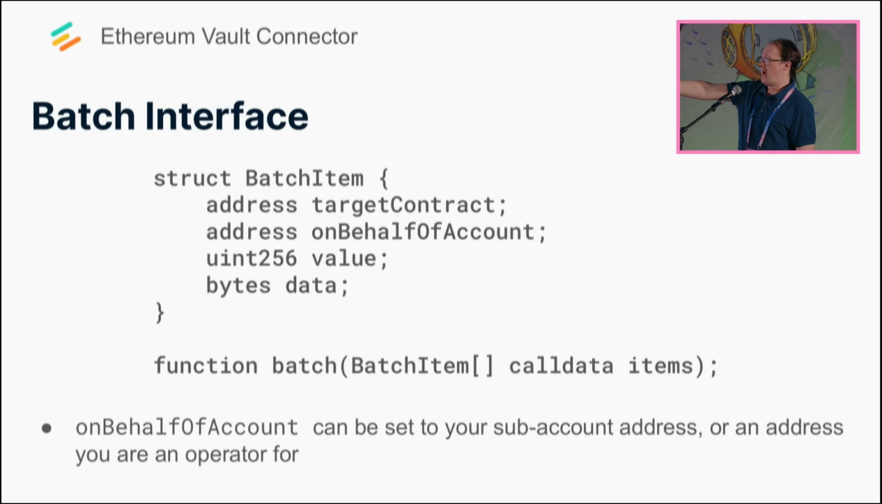This is the interface for the batch method. It's pretty much as you see a standard multi-call. You have the target contract you're calling, and the value, that's the amount of native currency ether you want to transfer, and the bytes data, that's the actual call data that you want to pass it. However, it also has this one thing, on behalf of account. Often that will just be your address, but if you want to do a sub-account, or as we'll talk about in a second, these concepts of operators, you'll pass in a different address there.